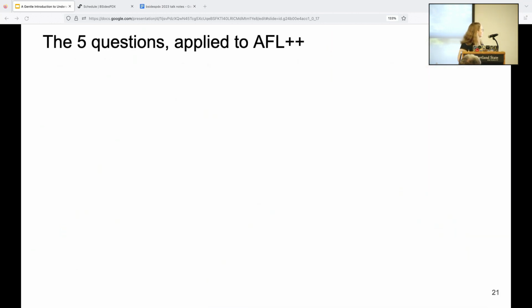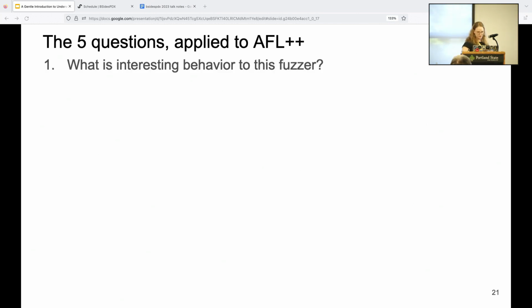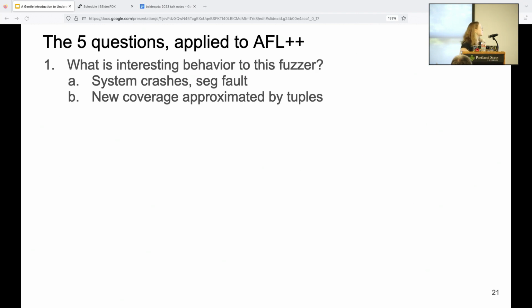All right, so I've spouted a lot of theory at you. Let's try applying some of that and hope that it puts the pieces together. So starting with AFL++, because that's the most common fuzzer that people encounter when they're starting out, what's interesting behavior? Well, system crashes, as represented by segfaults, are universally interesting, so I hope that's not a surprise. And it's coverage guided, so it's going to look for new coverage as approximated by tuples. Make sense?